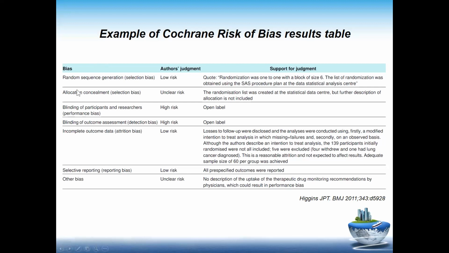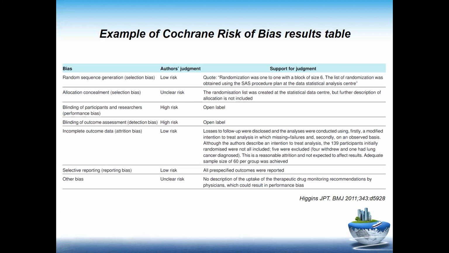And then for the second domain, allocation concealment. The primary study didn't provide any detailed information about allocation concealment. So the reviewers commented that the randomization list was created at the Statistical Data Center, but further description of allocation is not included. So in the primary paper, there is no mention of details of this issue. So the systematic reviewers' judgment is that the risk for this domain is unclear, because there is no basis for the judgment, right? So it's unclear.